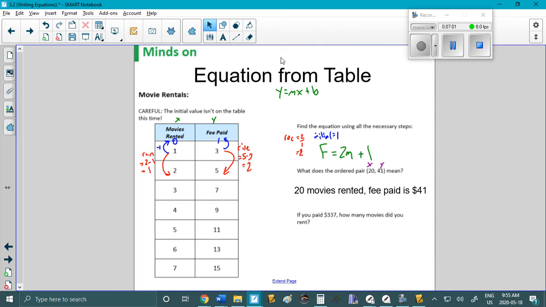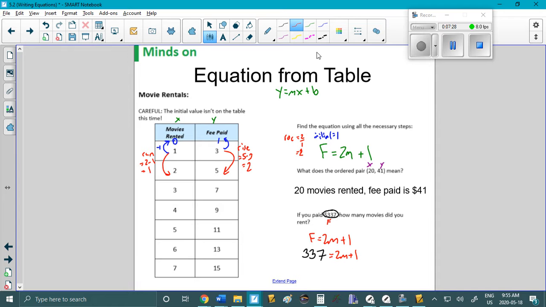And then on to the last part here, if you paid $337, how many movies did you rent? So in this case, $337 is the fee. So I go back to my equation, f equals 2m plus 1. And what I'm going to do is I'm going to take this 337 and I'm going to plug it in for f. So 337 equals 2m plus 1. And then I'm going to solve for m.